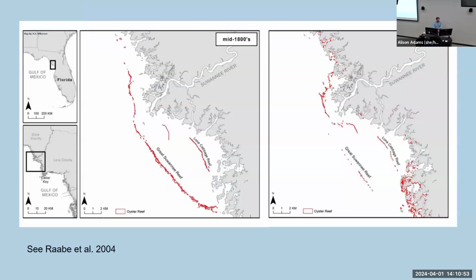And so looking at the overall historical extent, you can see based on the mid-1800s extent to 2001, that Great Suwannee Reef was heavily degraded over time. Lone Cabbage Reef did exist, but as we know, moving into the 2010s, we saw declines there. However, restoration has occurred on Lone Cabbage Reef, so it leaves the question of should we restore Great Suwannee Reef, or are there other areas we should be considering for restoration?